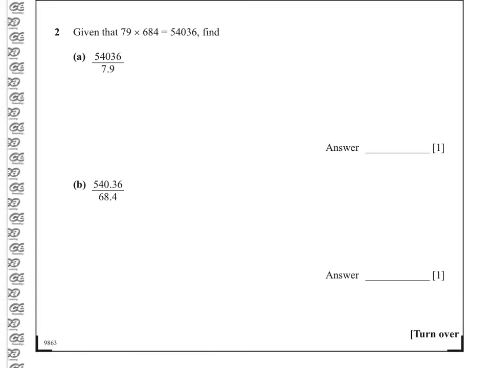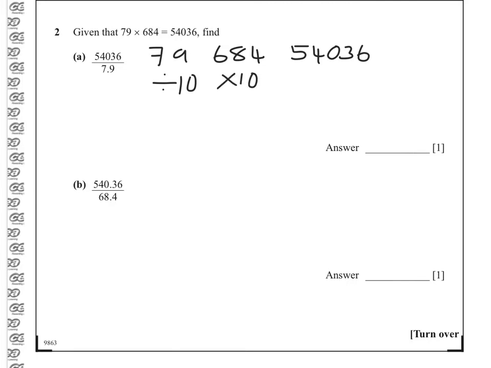All the numbers in these questions have to stay in the same ratio. So 79 and 684 on the left hand side, and 54,036 on the right. 79 has been divided by 10. The 54,000 has no change, so that means the 684 must have been multiplied by 10. So one is 10 times smaller and one is 10 times bigger, so that cancels one another out.